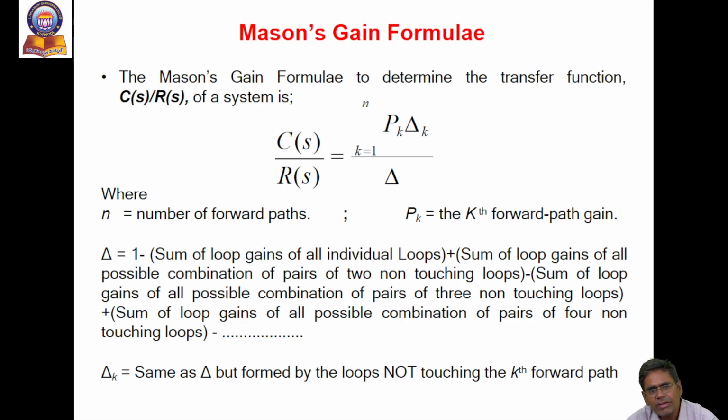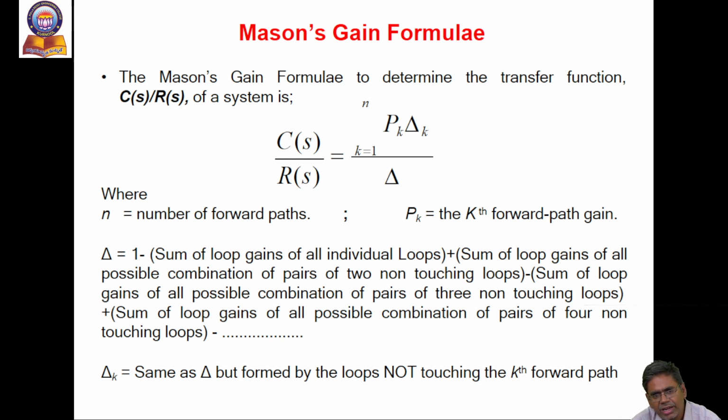Mason's gain formula is C of s divided by R of s equals the sum from k equals 1 to n of Pk into delta k, divided by delta. Pk is the k-th forward path: P1 is the first forward path, P2 is the second forward path, and so on. Delta is the determinant of the graph.